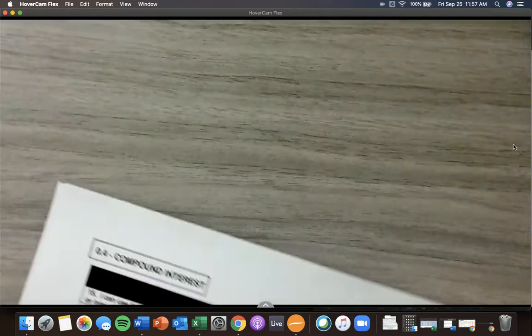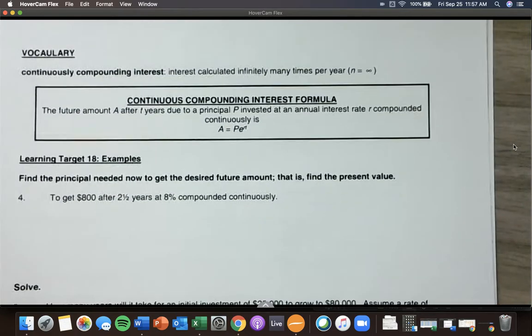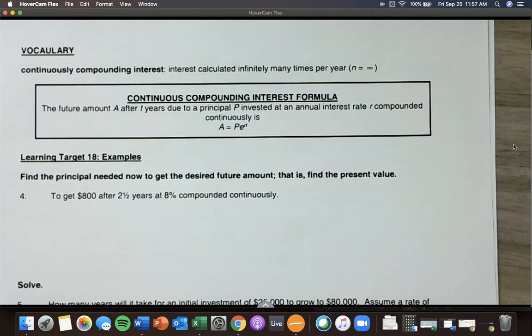All right, so let's keep going. A couple more examples on the back, right? Now, there's another type of interest that we can calculate. And it's continuously compounding interest. It's interest calculated infinitely many times per year, right? So in the other ones, it was compounded annually, which is 1 time a year, semi-annually, which is twice a year, or daily, which is 365 times a year. But this one is a special case because it's being calculated infinitely many times, right? So we don't have an n.